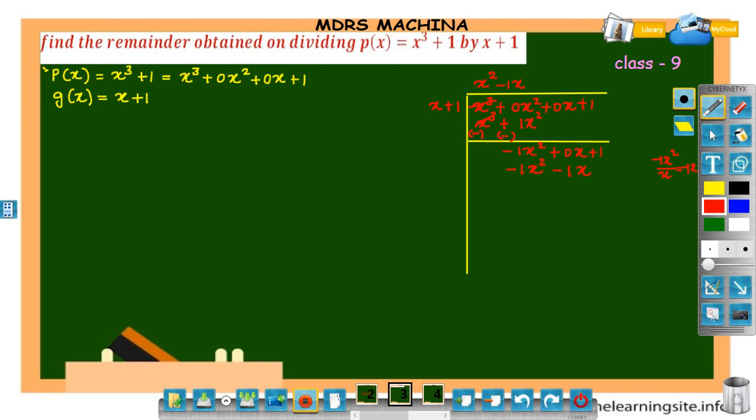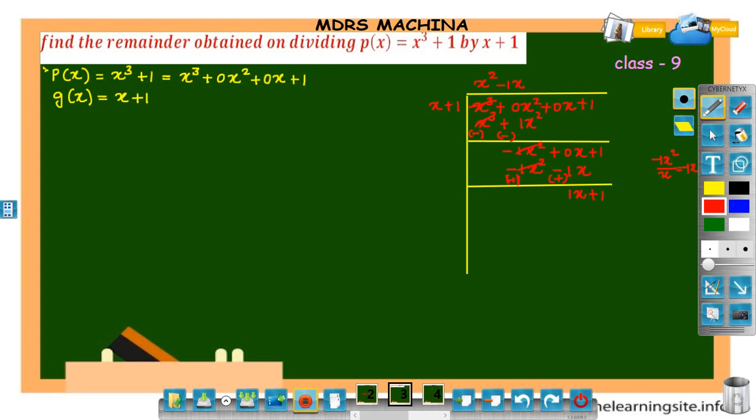Now again you have to subtract. While subtracting, remember, change the sign. So minus 1x square changes to plus 1x square. Minus 1x changes to plus 1x. Minus 1x square plus 1x square is 0. Plus 0 plus 1 is 1x plus 1.